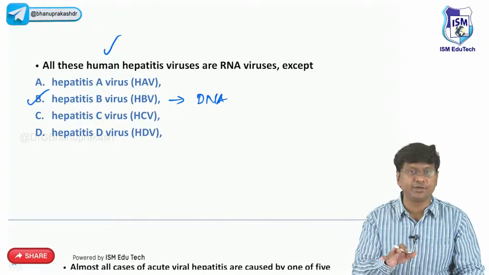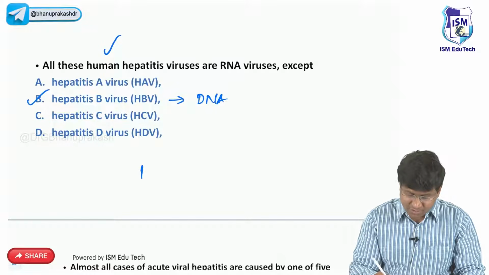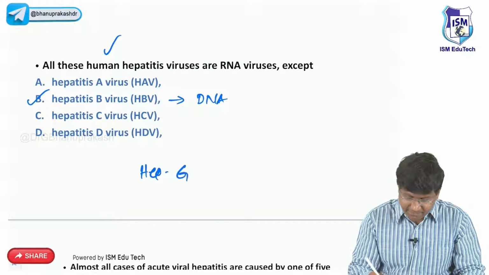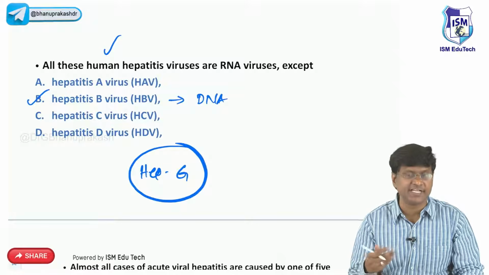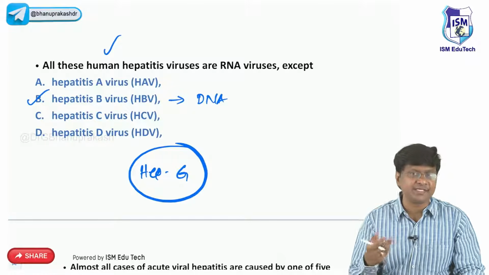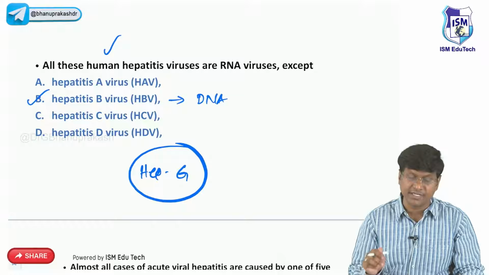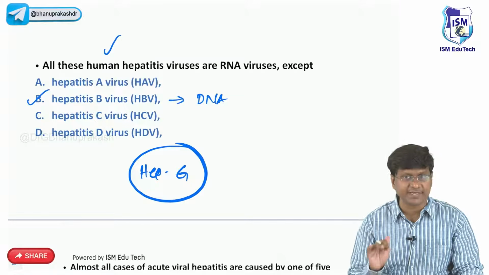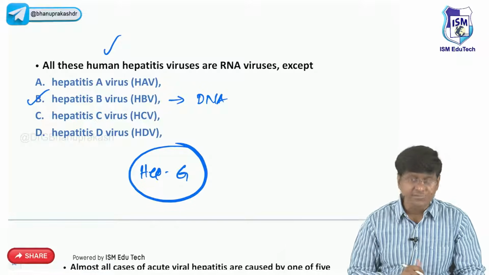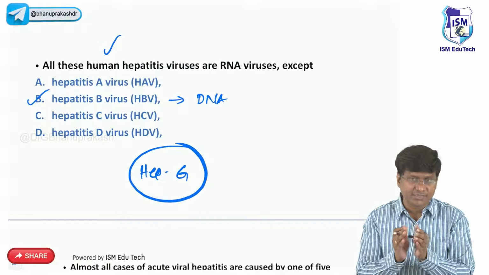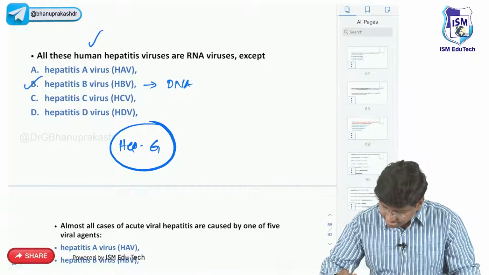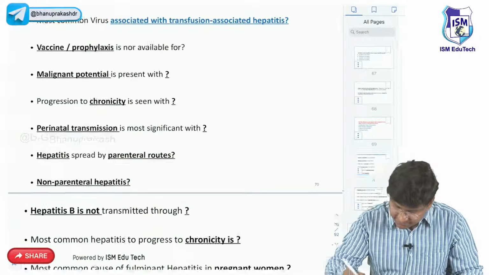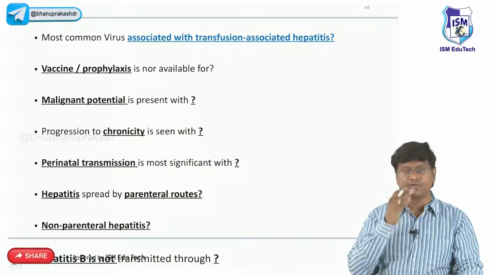You have a new variant of viral hepatitis that is called hepatitis G. But this particular hepatitis G does not cause human hepatitis. It has been found to cause hepatitis in animals, but in humans it does not. Now, let us take up the discussion particularly on hepatitis B. Or before going on to hepatitis B in detail, let me take up some single liner questions on all the forms of hepatitis.